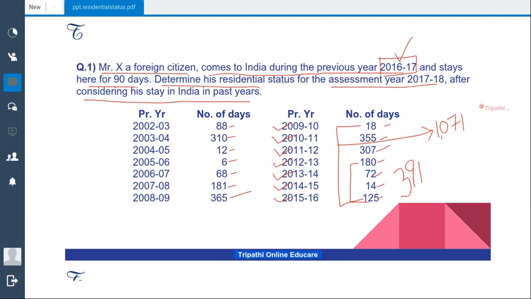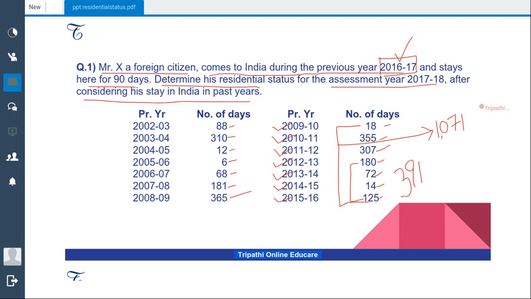1071 days, which is more than 730 days. That means he is fulfilling the first additional condition. But along with this, he has to fulfill the second additional condition also. And the second additional condition says must be a resident of India in at least 2 out of 10 preceding previous years.